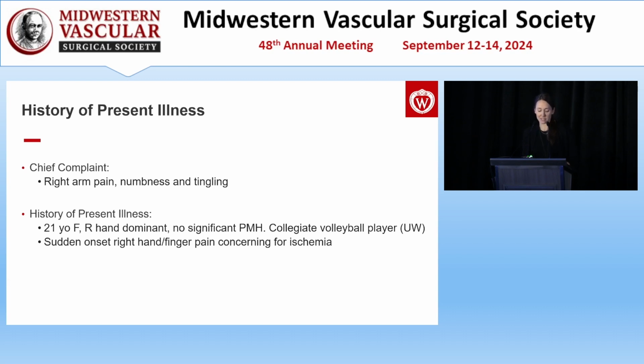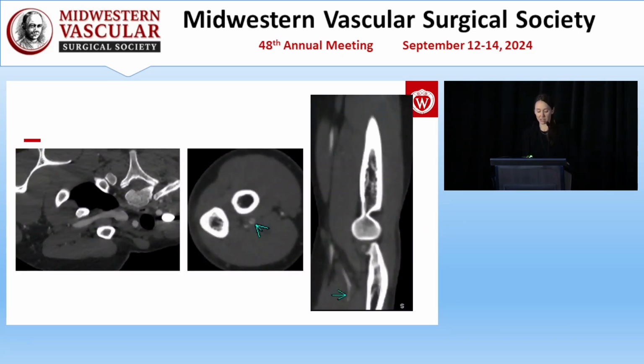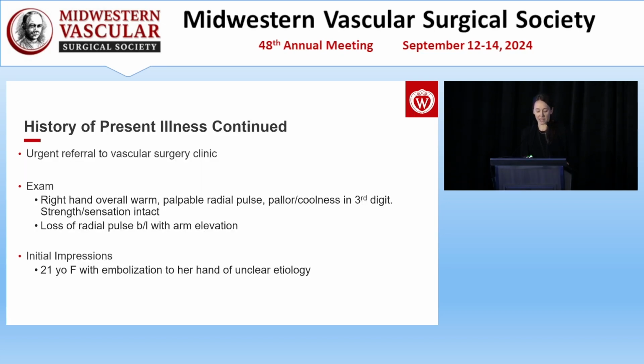After being referred to sports medicine clinic by her trainer, she was found to have a cool hand with ischemic changes to the digits. We suspected arterial thoracic outlet syndrome, and so a CTA was obtained which showed no evidence of arterial TOS. Clot was, however, noted within the radial and ulnar arteries. She was urgently referred to vascular surgery clinic. Her exam was notable for a palpable radial pulse, pallor, and coolness to her third digit. Normal motor and sensory exams were performed. Our differential included arterial thoracic outlet syndrome, which seemed unlikely in the setting of our CTA, and quadrilateral space syndrome. We recommended inpatient admission for IV anticoagulation and diagnostic versus therapeutic angiogram with possible thrombolysis.